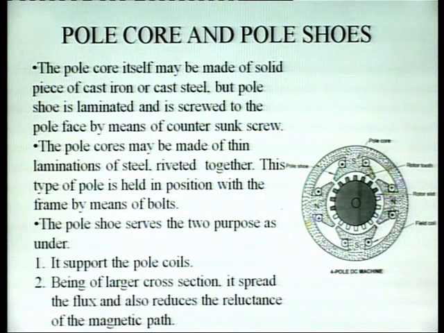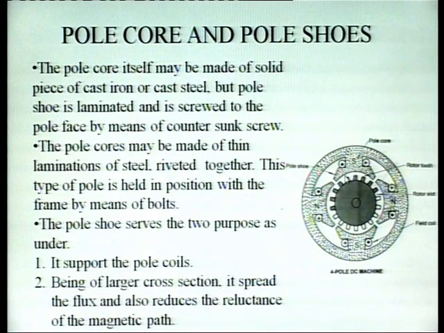The pole shoe serves two purposes. First, it supports the pole coils. Second, being of large cross section, it spreads the flux and also reduces the reluctance of the magnetic path. So, this is the pole core and pole shoes.